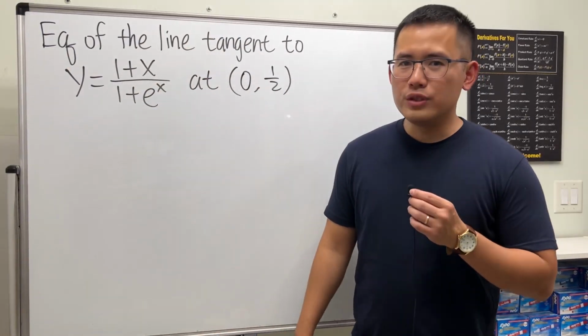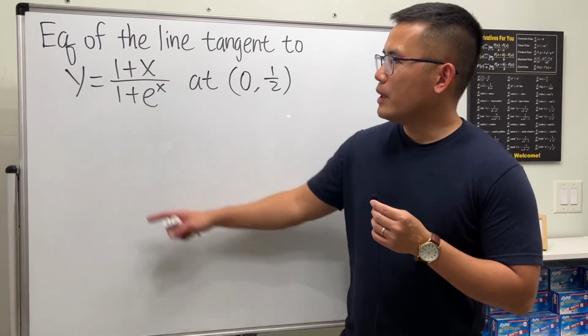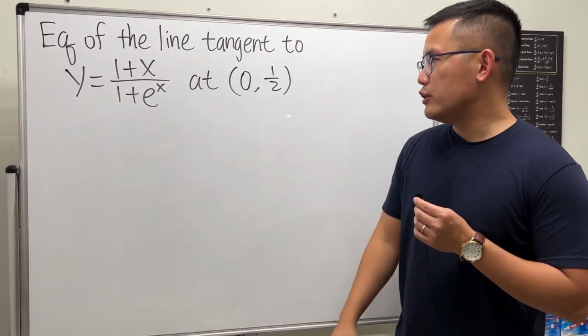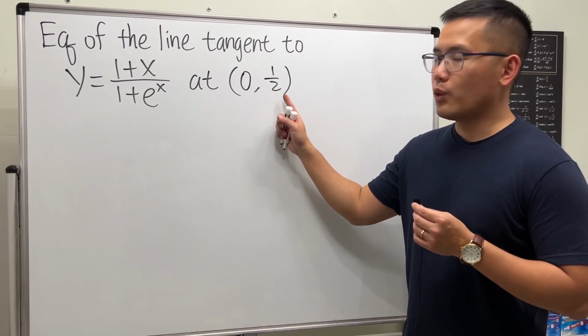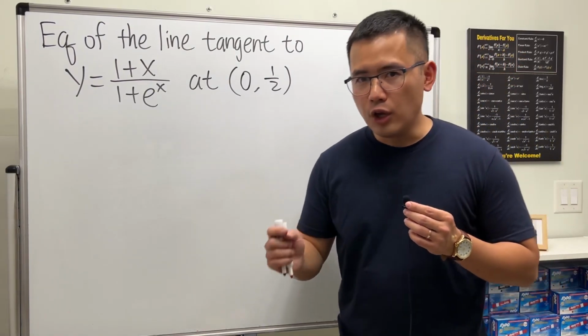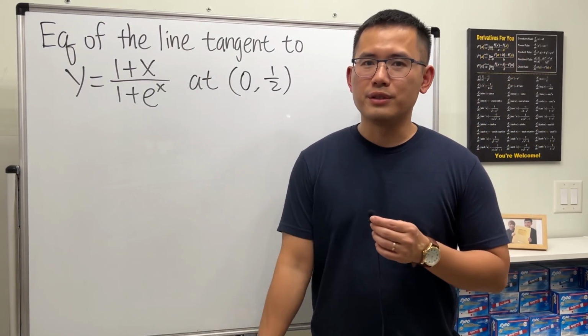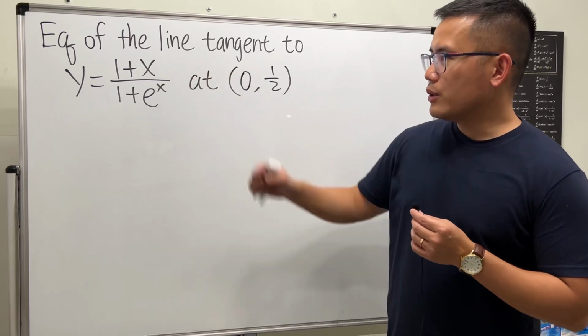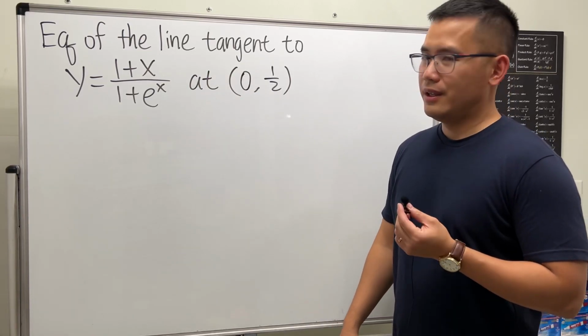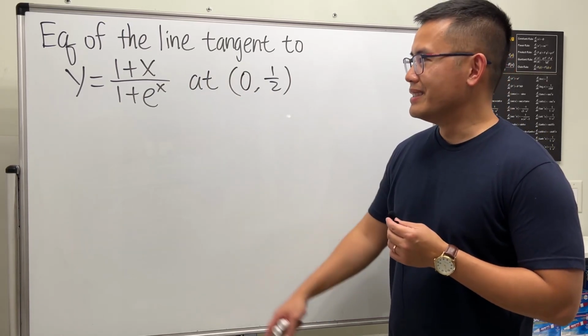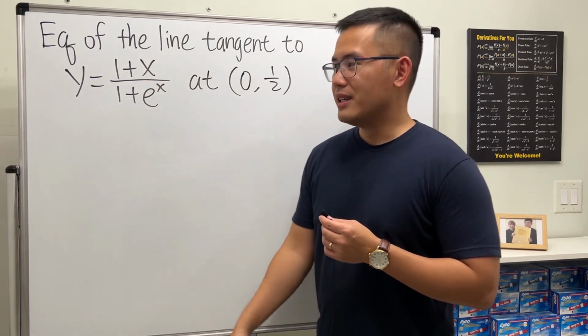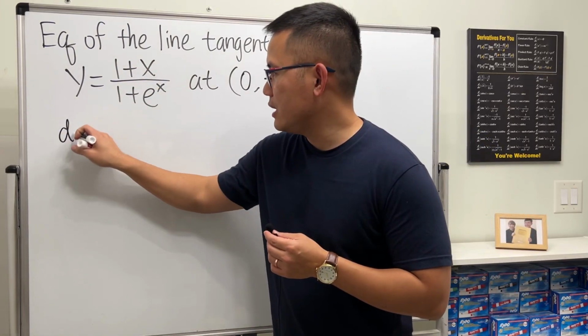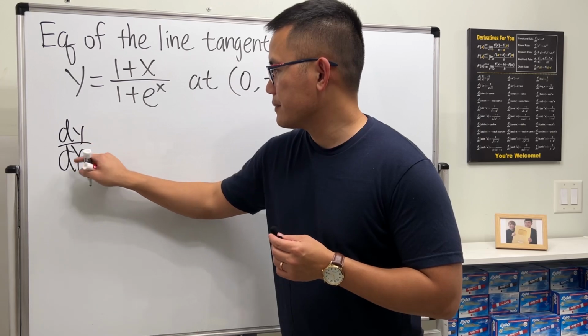Okay, another equation of the tangent line equation. This time we have this curve and we want the tangent line to be at 0, 1/2. Let's find the slope of the tangent line first, which is just the derivative, right? So let's go ahead and differentiate this, and we will have to use the quotient rule because it has this over that. So let's go ahead and put down dy dx.